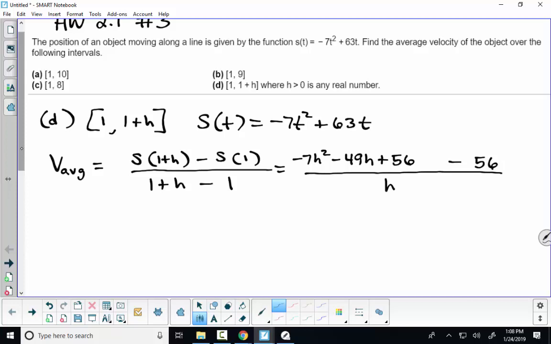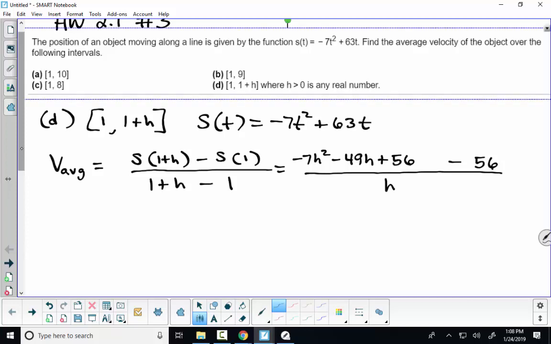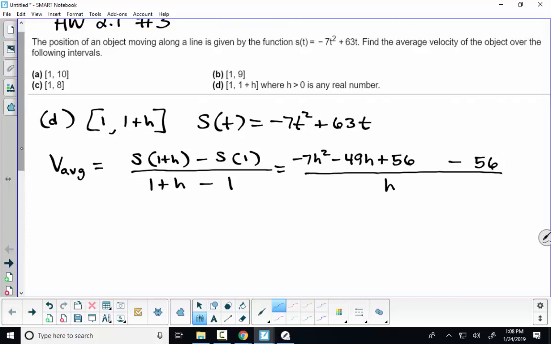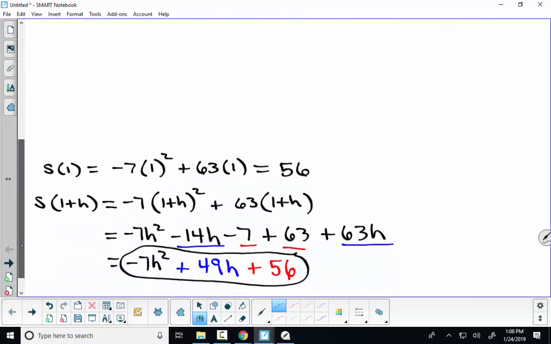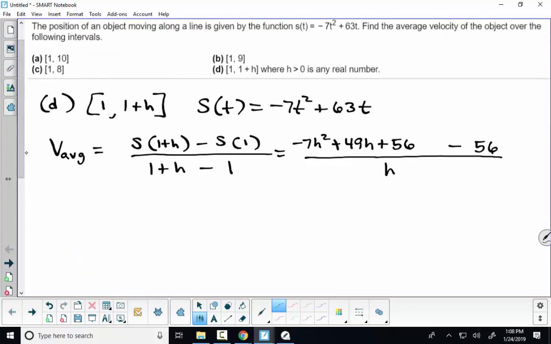So, ultimately, if we kept continuing with this pattern, 1 to 7, 1 to 6, 1 to 5, 1 to 4, 1 to 3, 1 to 2, 1 to 1, right? We're getting closer and closer to a fixed value of t equals 1. That right endpoint of the interval is what's being altered from 10 to 9 to 8 to some generic thing, 1 plus h. Yeah. Would it be plus 49h on the right side? Oh yeah, plus 49h, thank you.